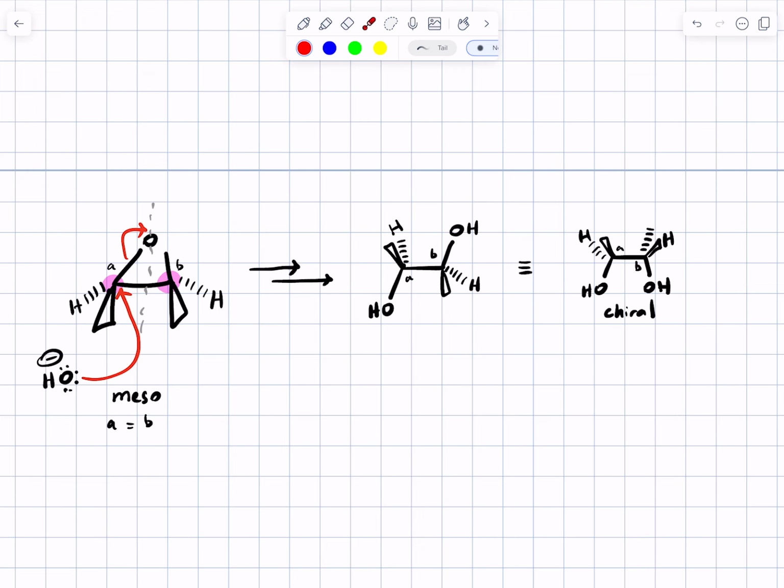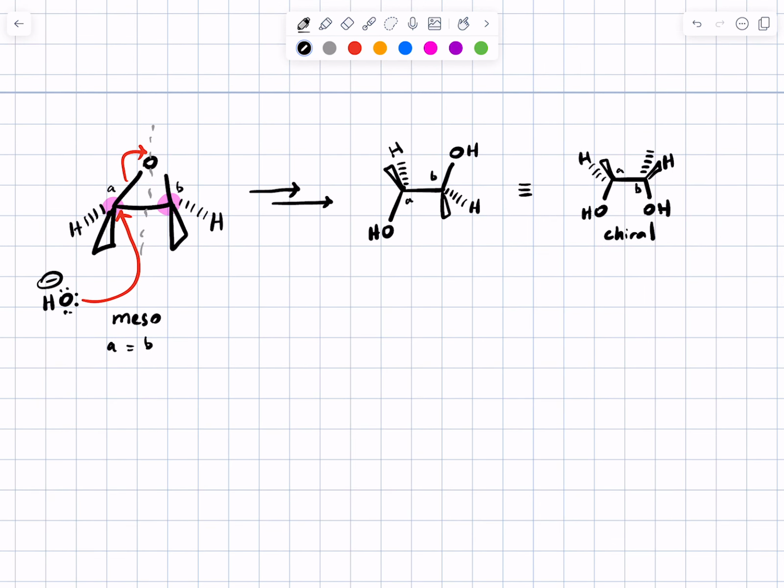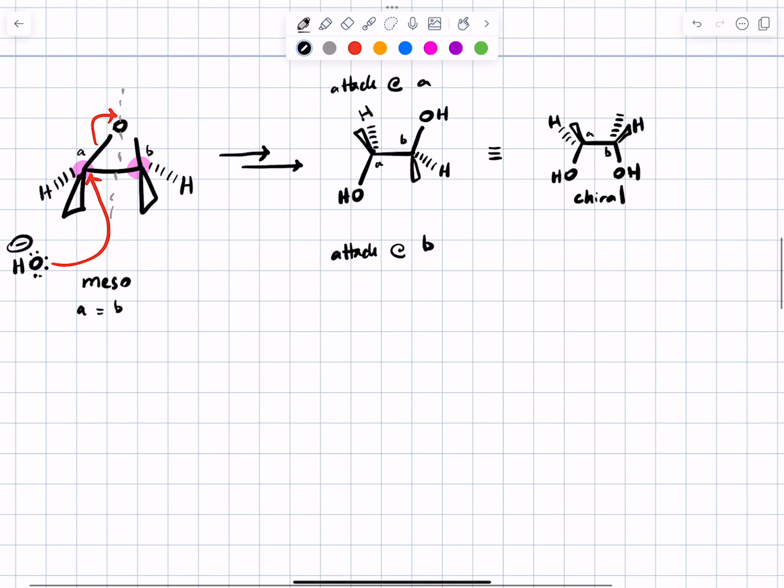Yeah, let's attack carbon B. Carbon A and B are identical, right? So attack at A or B has to happen at the same rate. This is the product we get from attack at A. I'm not going to draw the mechanism for attack at B, but I will draw the product, and that would look like this. This is carbon A, this is B.